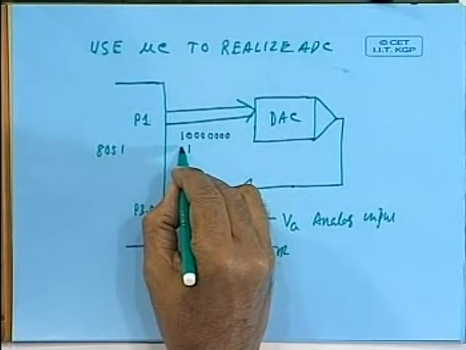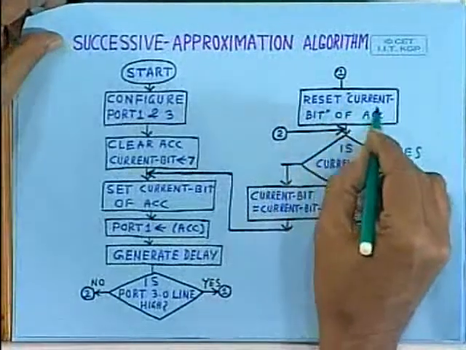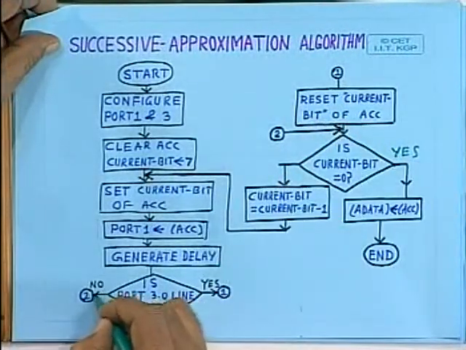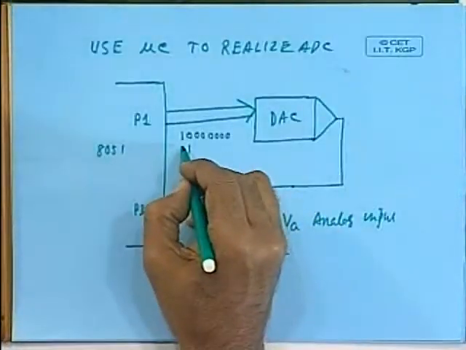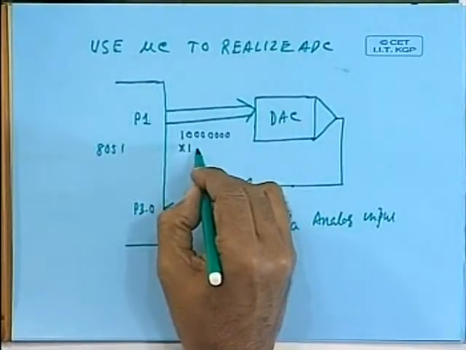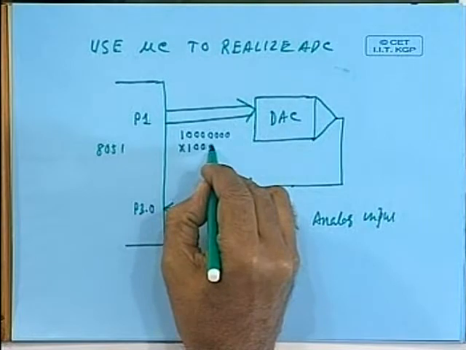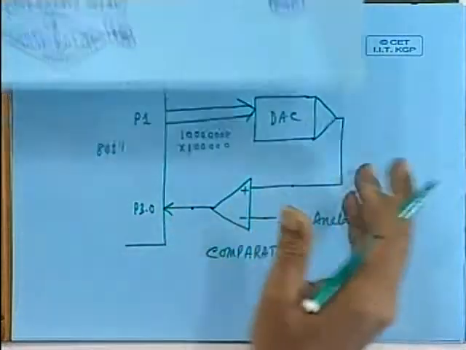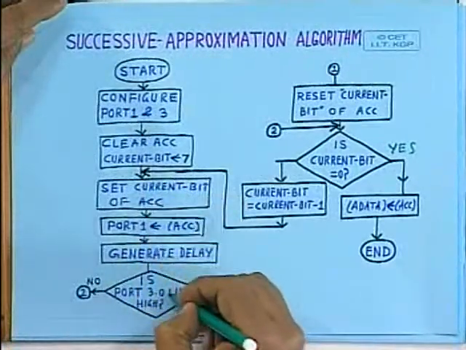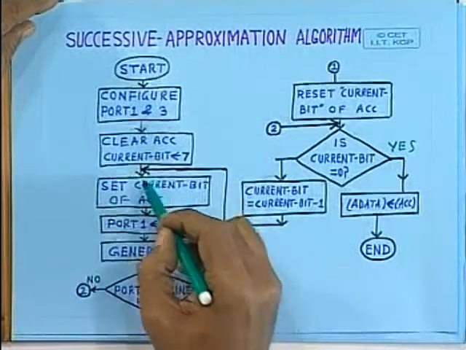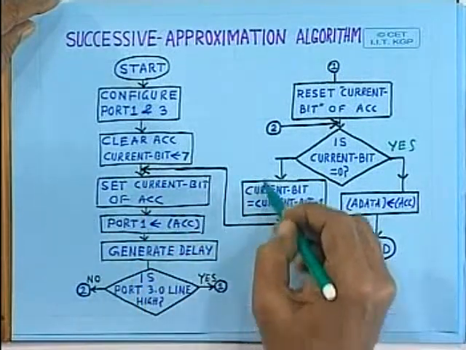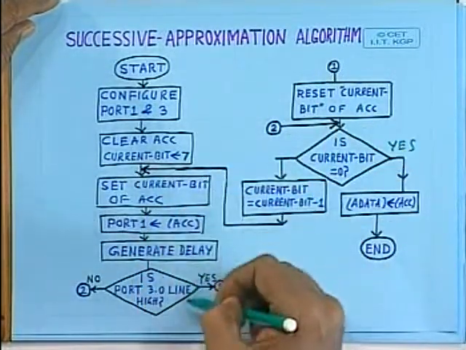This bit may remain 1 if it is not reset, because if it is no operation, it may remain 1. So let me put X, and then you apply this signal 0 0 0 0. And in this way, in 8 steps, the conversion process will be done. So for an 8-bit AD converter, it will require 8 steps. For 16-bit, it will require 16 steps.